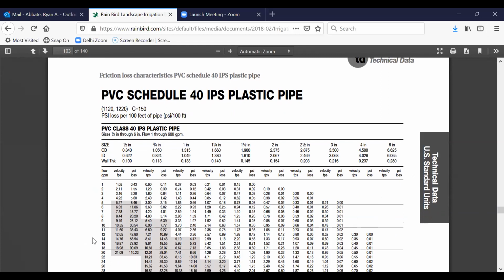So we should have a flow of, again, 18 gallons per minute because that's our max capacity. Our pipe is 1.5 inches in diameter. So our pressure loss is what? 0.89 PSI per 100 feet.